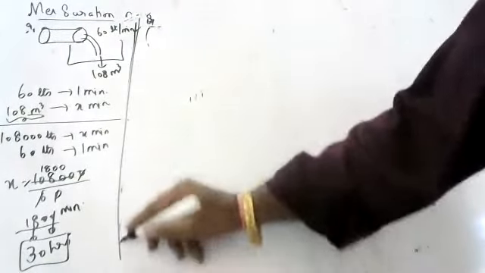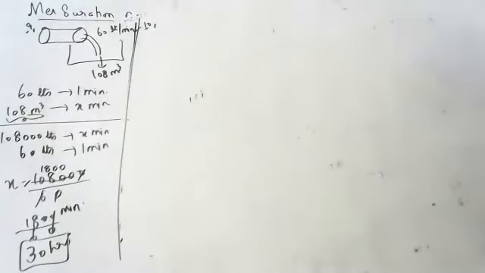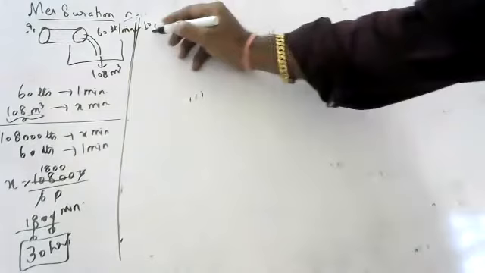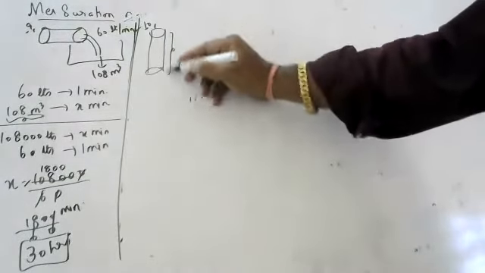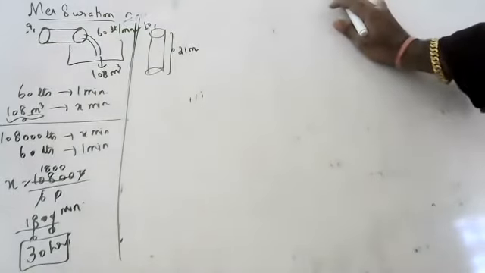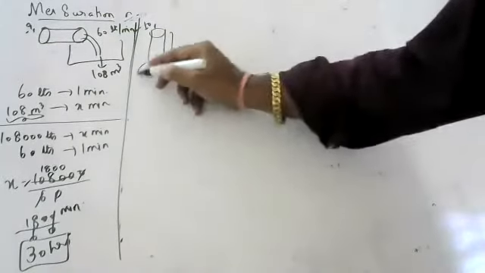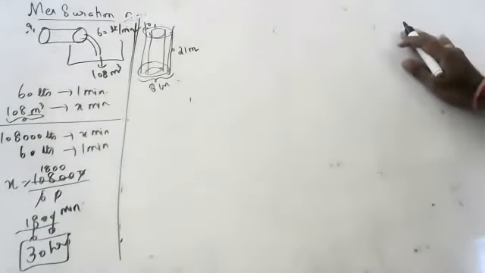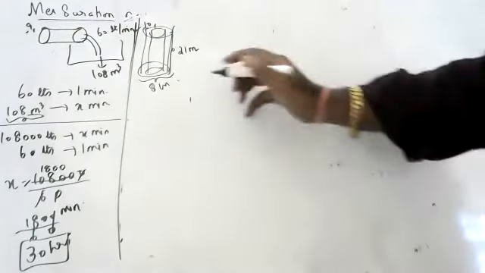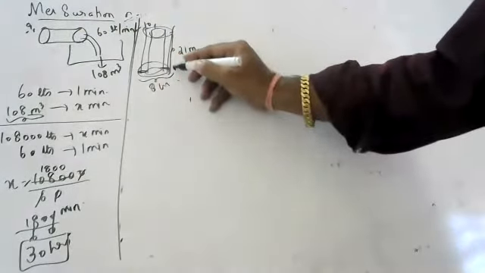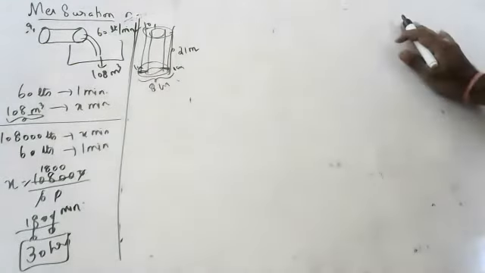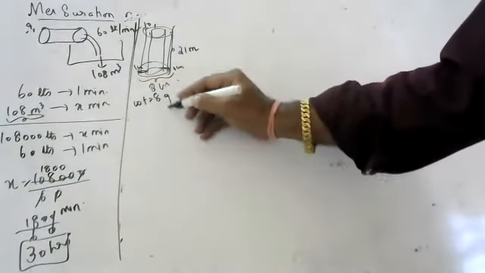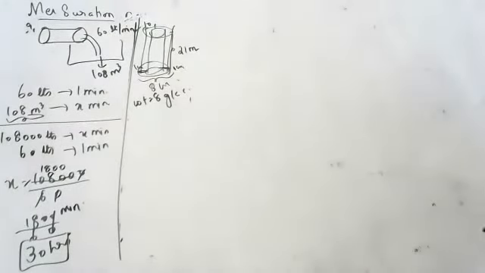Next, Sujit. Yes, sir. An iron pipe is 21 meter long and its external diameter is 8 centimeters. If the thickness is 1 centimeter, here 1 centimeter, here 1 centimeter. And weight of iron is 8 gram per cc. Find the weight of the pipe.